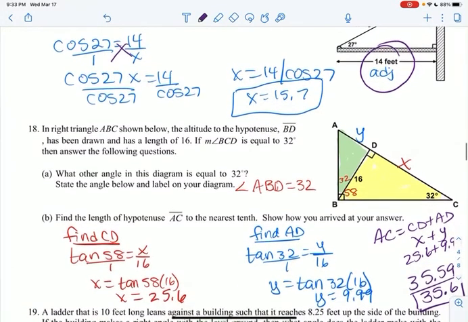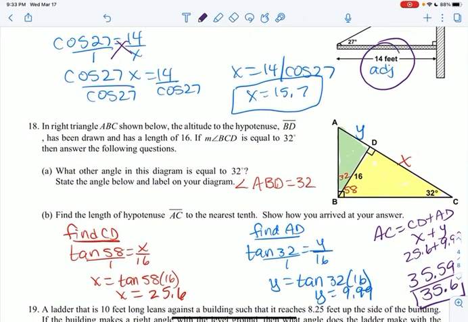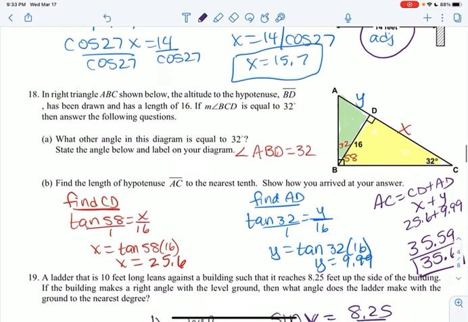All right, 18 is definitely a little bit trickier. You basically have two right triangles. I want to find the length of AC. So I'm going to find the length of AD and I'm going to find the length of CD, and I'm going to add them together. So I did those in two different colors.